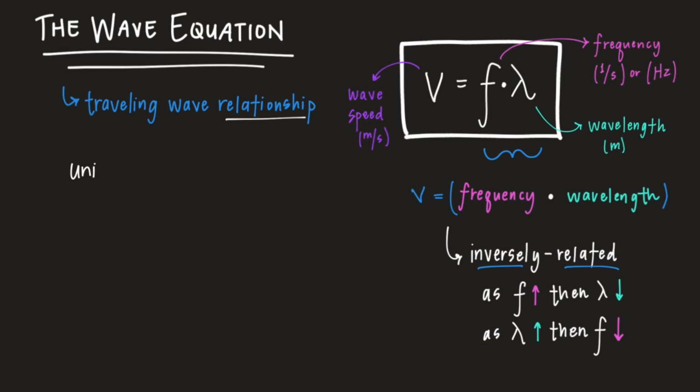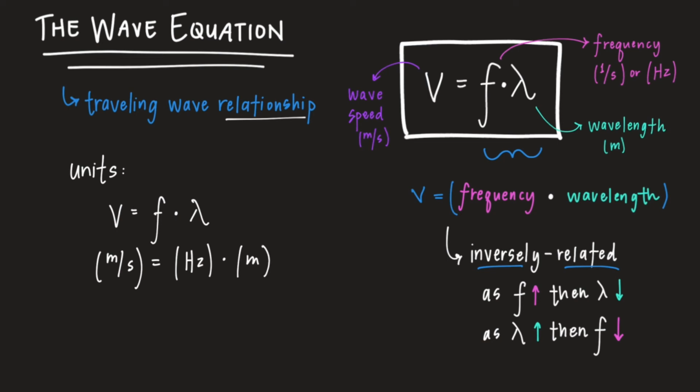Another helpful thing for us to understand our wave equation is to look at the units. So our wave equation is wave speed is equal to frequency times wavelength. So if we break it down in terms of units, we know that our velocity, or our wave speed, is measured in meters per second. So meters per second has to be equal to the unit for frequency, which is hertz, times the unit for wavelength, which is meters. So how is this true? How is meters per second equal to hertz times meters?